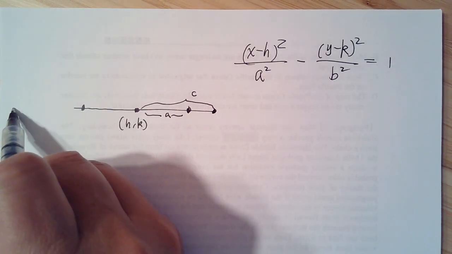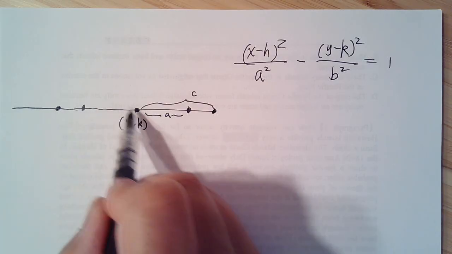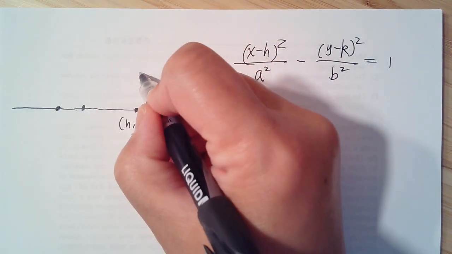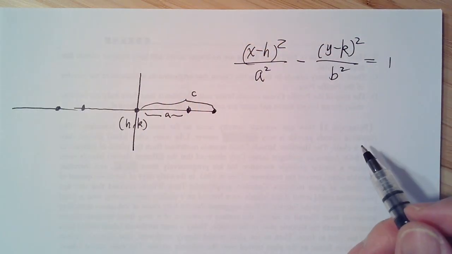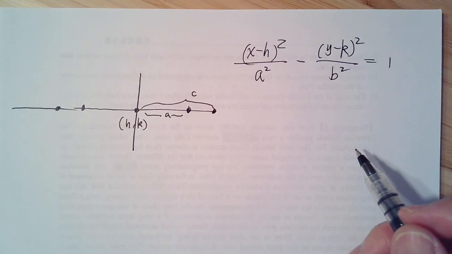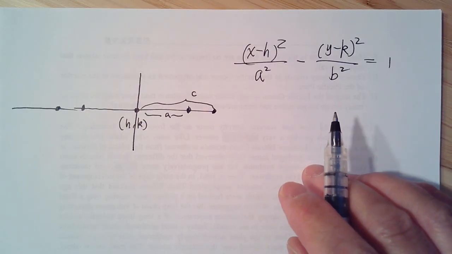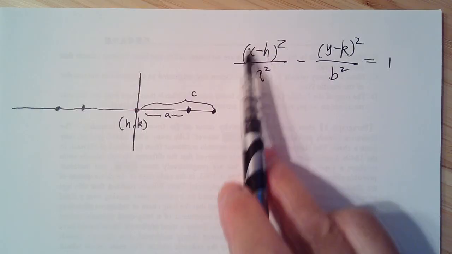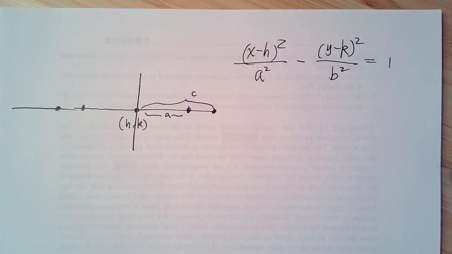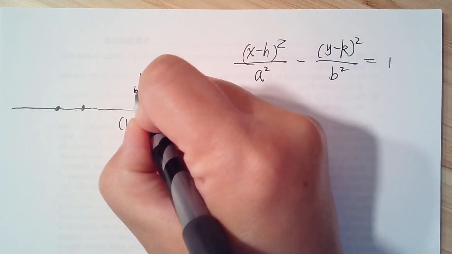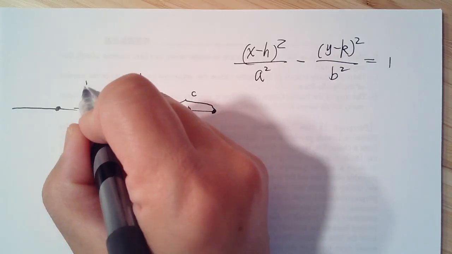So very similar to the other side. I also have this: this is a, this is c. Now, I go up and down by b. In this case, I never say a must be greater than b. No, it doesn't matter which absolute value is greater. a always stays with the positive one, and b squared always goes with the negative one. And if you go up and down by b and b, you get a beautiful box.